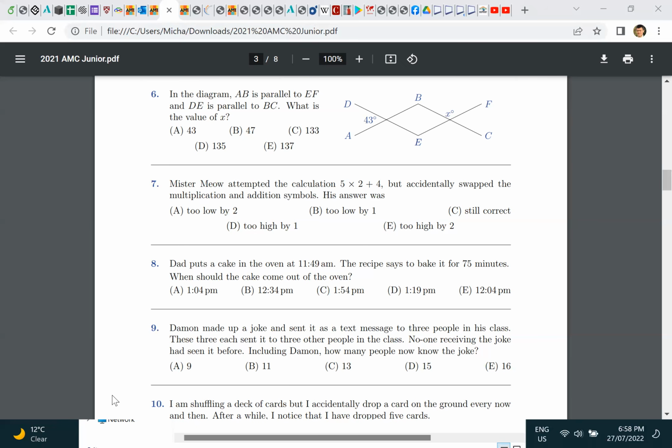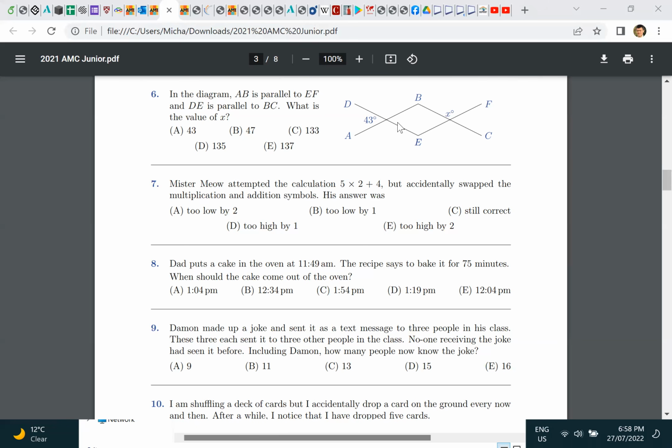Are you there? Yeah. Wait, how's this one going? It's 137. And how did you get that? 43 times 2, 86, plus 137 times 2. Why are you multiplying by 2? Because they're vertically opposite. The vertically opposite angles are equal, right? Yeah, and then in total it adds up to 360.